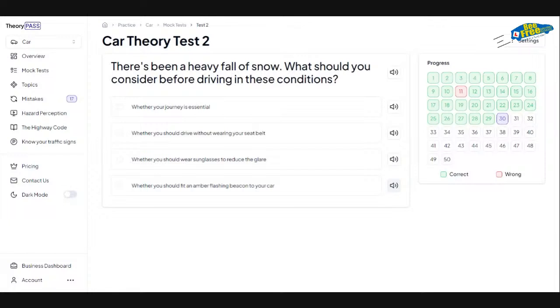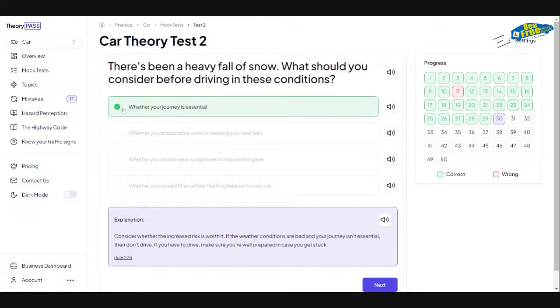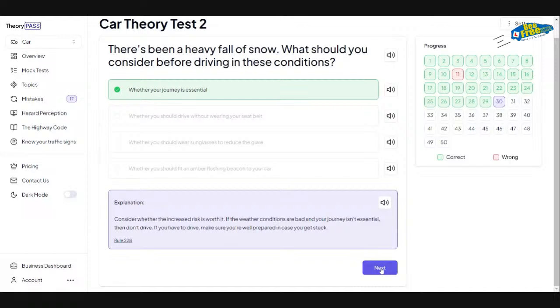Okay, so once again, it's all about common sense and safety. Heavy snow. Do you even need to go out of the house? Yeah. You're not going to fit a flashing amber beacon. We don't have flashing amber beacons so that we can put them on our cars. They will be attached to slow moving vehicles. So, yeah, you're not going to wear sunglasses. The most common sense one is: is this journey essential? There we go. Next question.